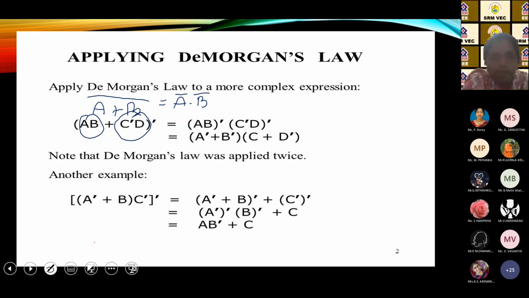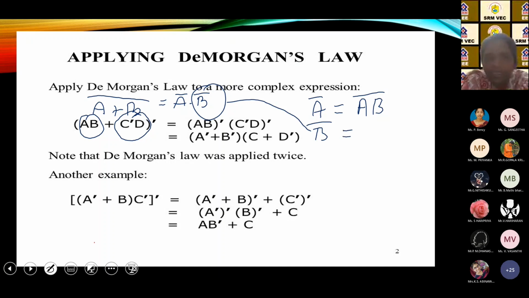So how will you do this? AB the whole bar. In the place of A bar, what you will do? AB the whole bar. And in the place of the B bar, you have to write that as C bar D the whole bar. So that is what is noted here. So you can see this, AB the whole bar and C bar D the whole bar.